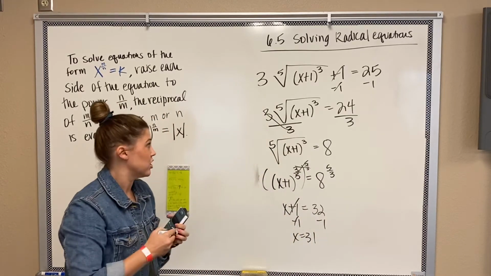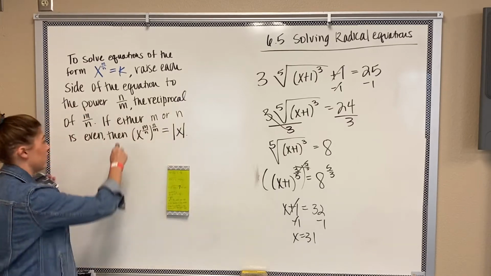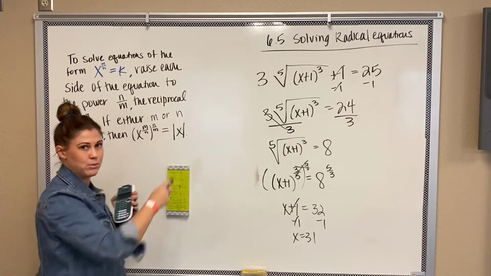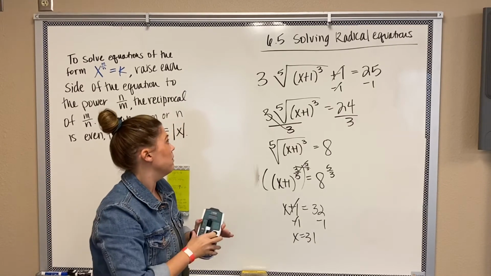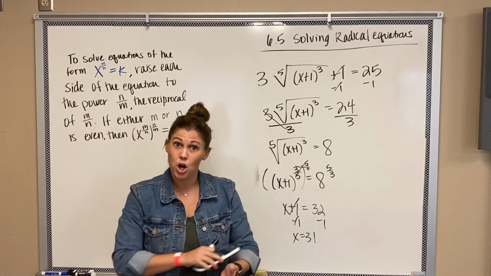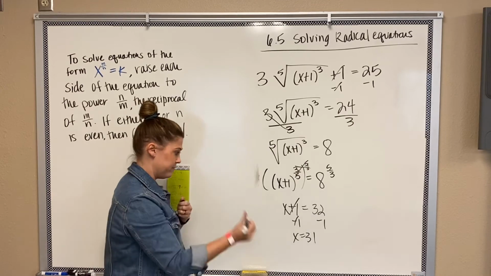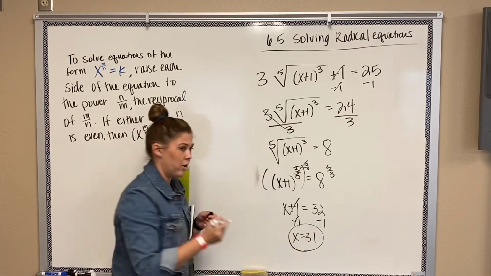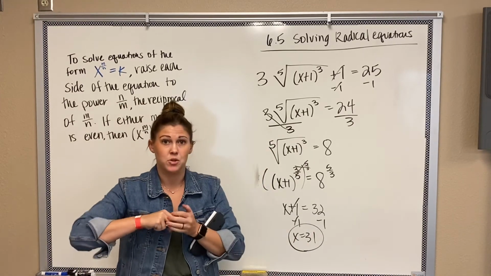I kind of forgot to talk about this: if either of them are even, then you have to do the absolute value of it, both sides. 3 and 5 are not even. 3 and 5 are both odd, so we are good to go, and your answer is 31. So we don't have to worry about two solutions here because 3 and 5 are both odd.